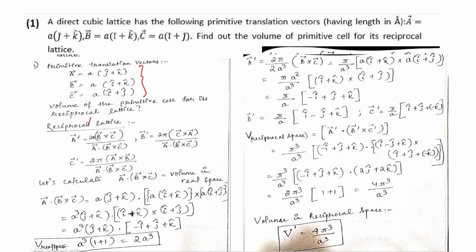Okay, so let's calculate a dot b cross c first. That's the volume in the real space. You have to do the vector dot product and cross product, and you will get the volume. It will be 2a cube. After doing that, from there you have to calculate the a dash, b dash, and c dash for this problem. Okay, so everyone please try to do it yourself first.